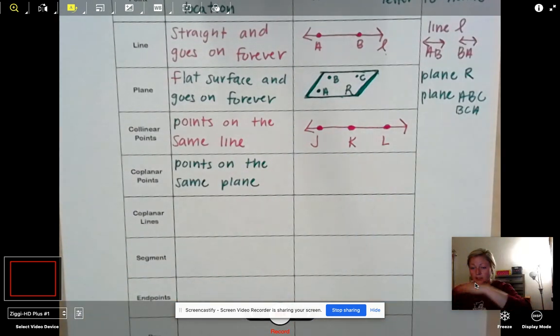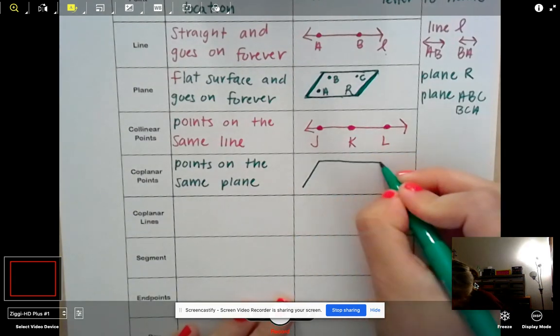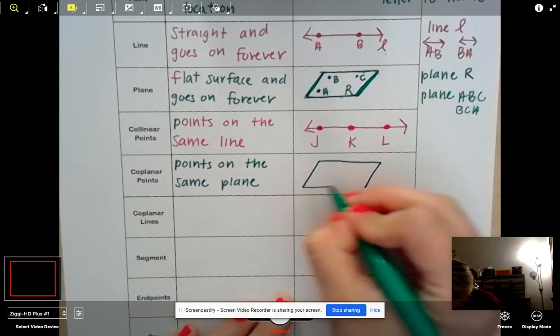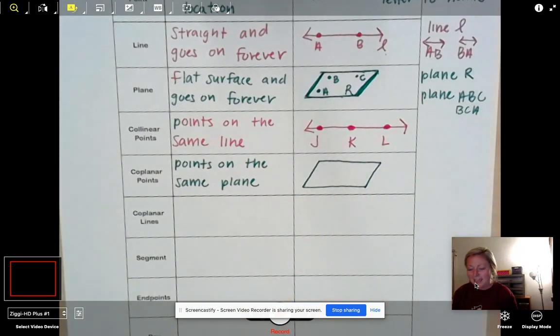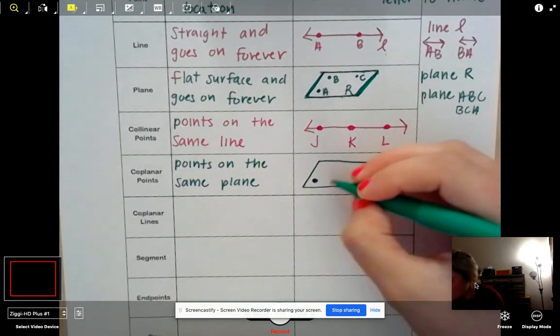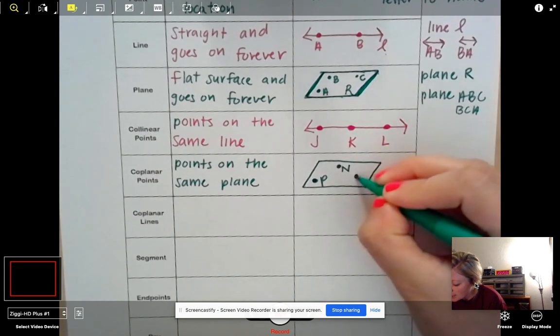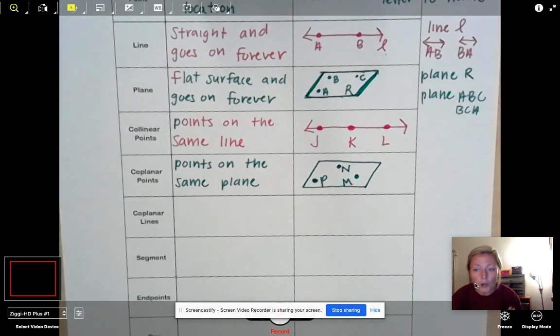Remember, it's that slanted rectangle because it's a flat surface. Mine's not very good, but that's okay. It looks flat. Okay, there's my plane. And now I'm going to draw points that are on there. So we could say this point here is on the plane, so I can call it, should we say P? Point N is on the plane, and so is M. Since these are all on the same plane, they are coplanar, on the same plane.